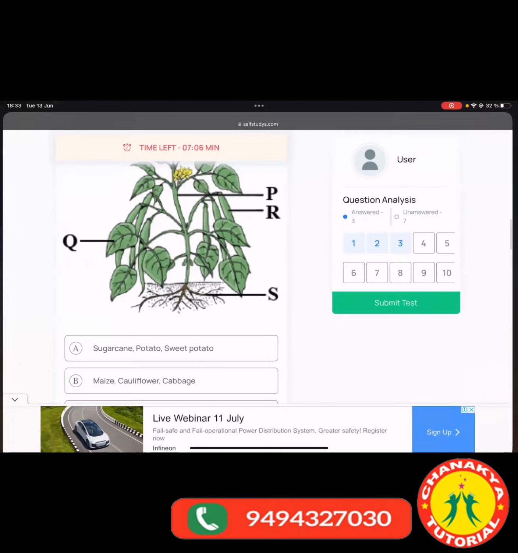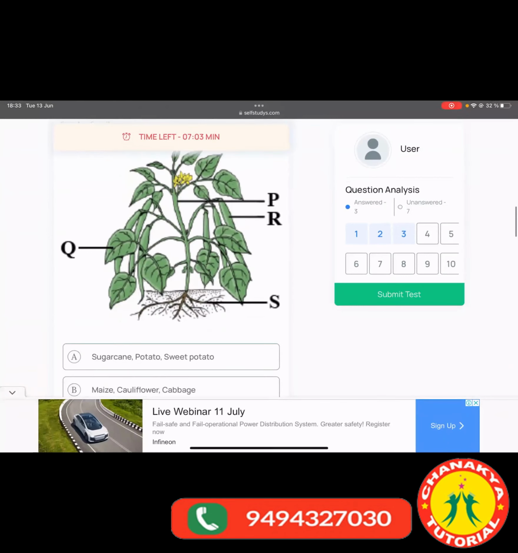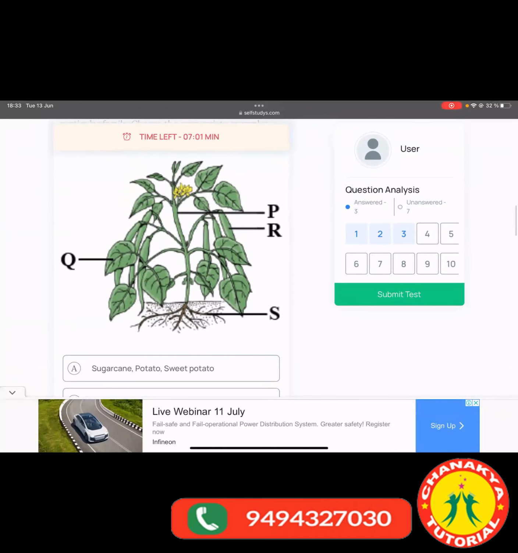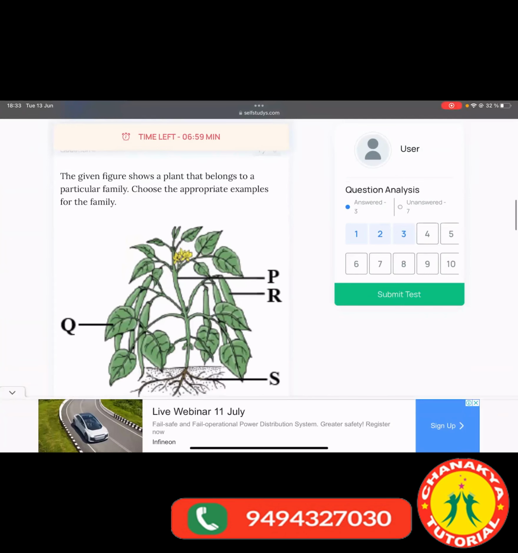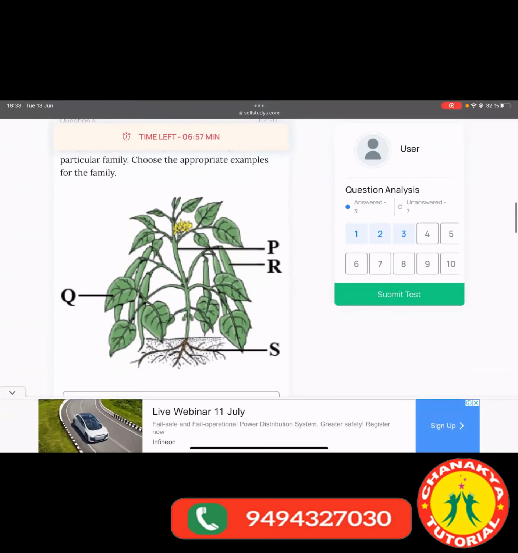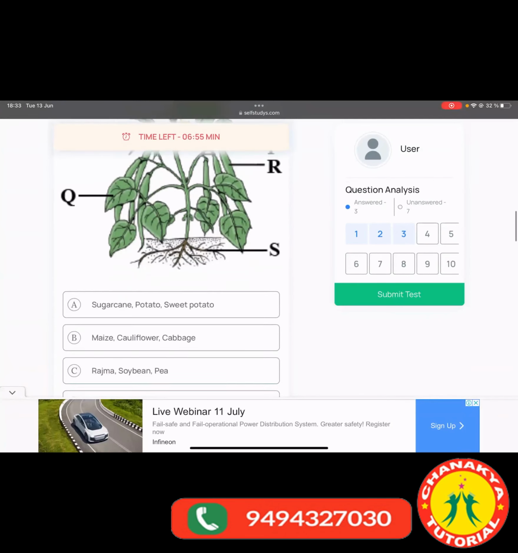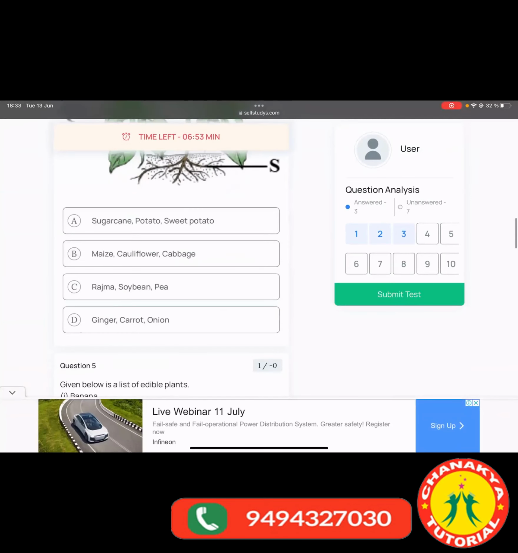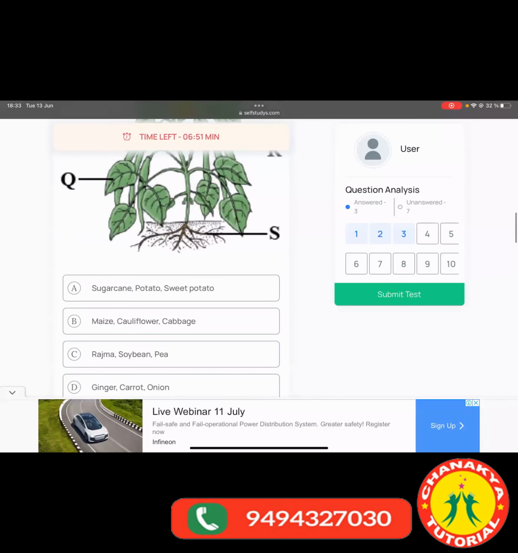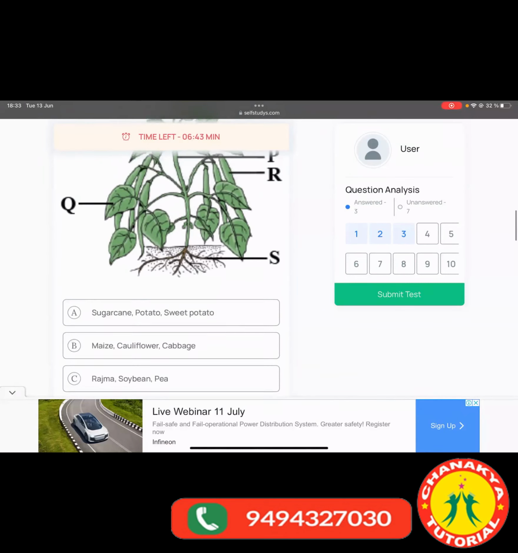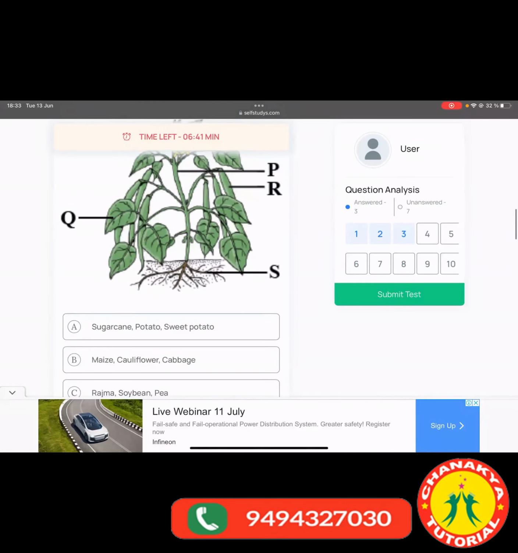Just look at the image carefully. You're supposed to choose the appropriate example. Look at it carefully. Answer. Ma'am, can you move up? Tomato.